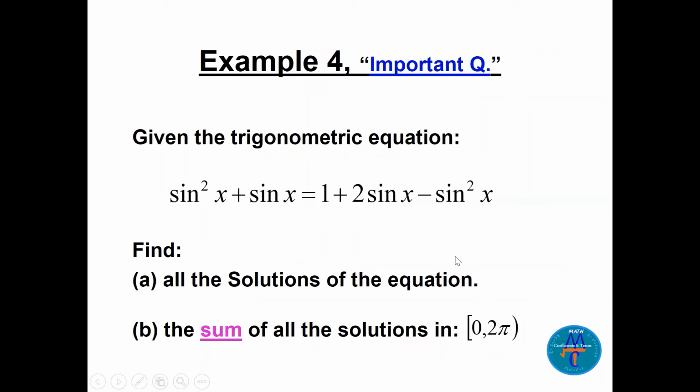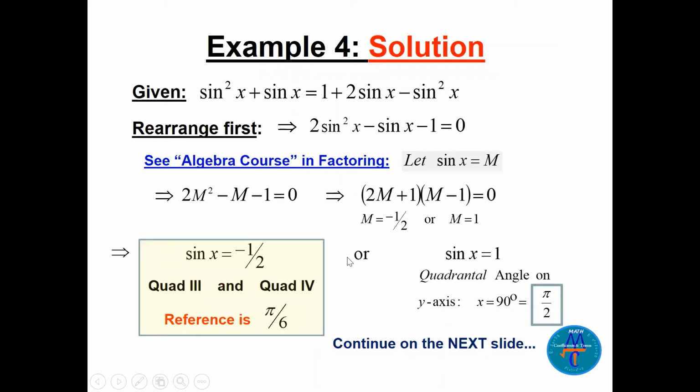Example 4 is important. Let's see the equation here. Sine squared of x plus sine of x is equal to 1 plus 2 sine of x minus sine squared of x. That's the equation. It's very clear that the equation is not arranged. Now we need to find two things. Find all the solutions of the equation without any condition, as you can see in part A. In part B, we need the sum of all the solutions in the given interval, closed 0 to 2 pi open. So first we rearrange the equation.